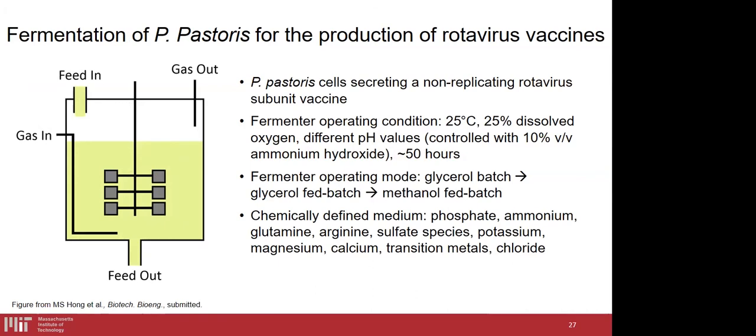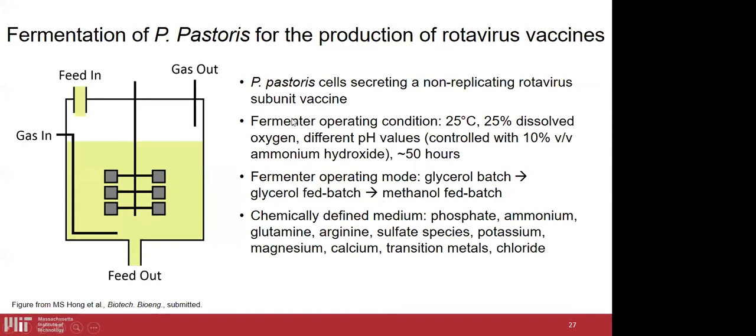So this is another case study that we've been working on. This is a fermentation process of Pichia pastoris cells, and those cells actually create a non-replicating rotavirus vaccine. So the goal of this whole process is to create as much of this rotavirus subunit vaccine as possible.